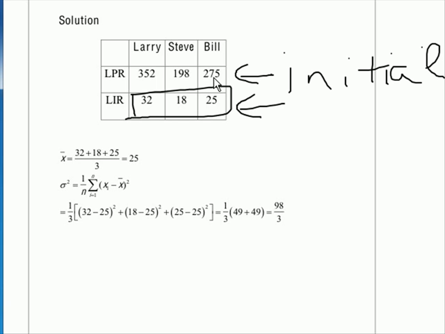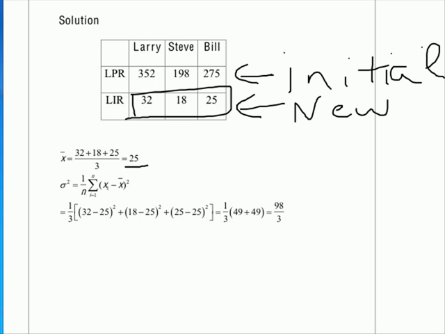And the first thing we need to do is to find the mean. So to get the mean, you simply add them and divide by 3, so the mean comes out to be 25.